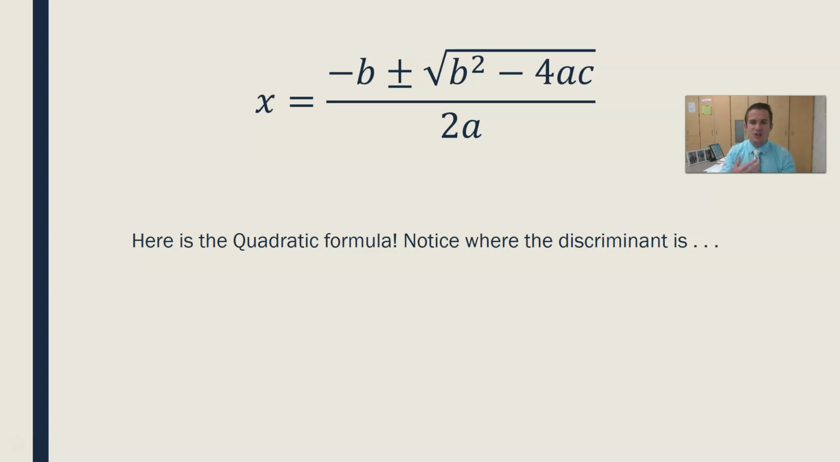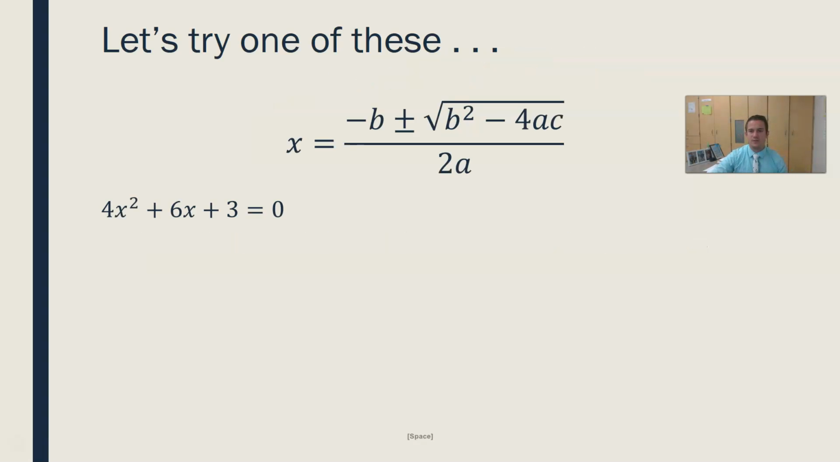Take a look here at the quadratic formula that we've been discussing. Notice where the discriminant is: b squared minus 4ac, right here, underneath the square root. I mentioned before that if this discriminant is negative, I'm going to have imaginary solutions. That makes sense, because whenever I have a negative underneath the square root, that means I'm going to have an imaginary solution. Okay? So, something to keep in mind as we go throughout some of these problems.